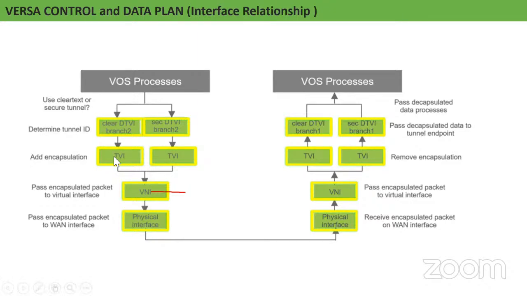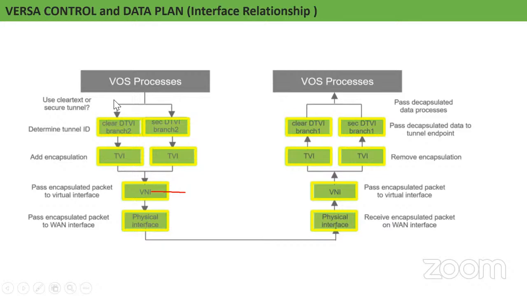One is the clear text tunnels, and one is the secure tunnels. When the actual branch to branch communication happens, based on the interesting traffic, the dynamic VPN tunnels will be formed. This is just a representation of the TVI interface and the VNI interface, which carry both secure and clear text traffic. All these tunnels will be formed.